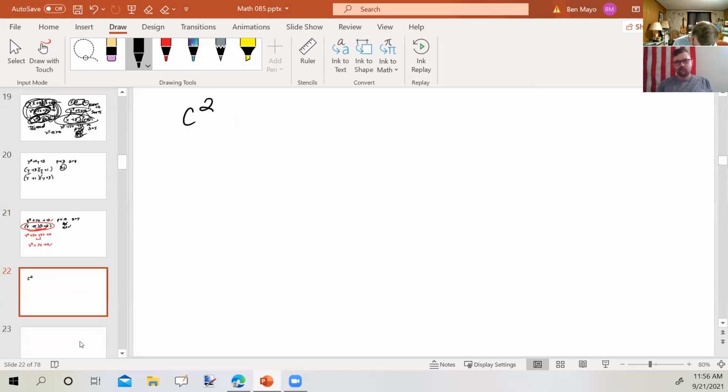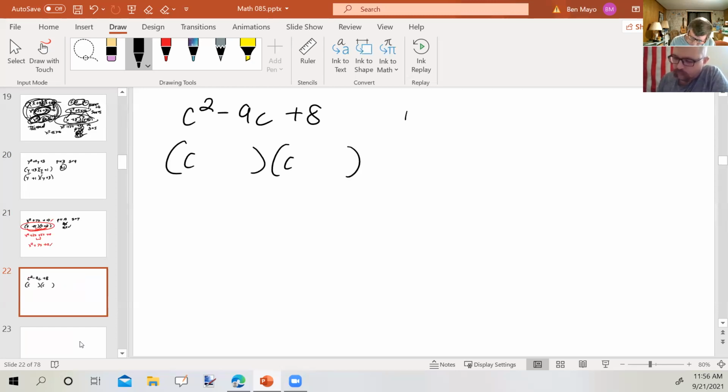c squared minus 9c plus 8. This is a trinomial. It's in standard form or descending powers of the variable c, and it has an implied leading coefficient of a 1. So we're going to have a c and a c in the front. The product is 8, and the sum is -9. Okay, not 9, but -9 because of that minus sign in front.